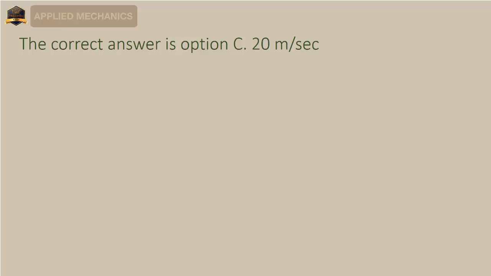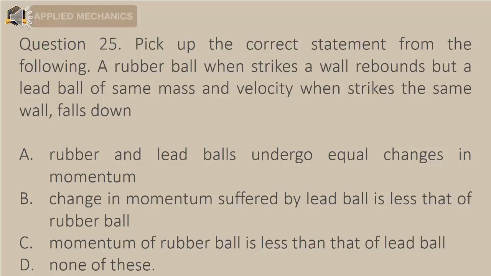Question 25. Pick up the correct statement from the following. A rubber ball when strikes a wall rebounds, but a lead ball of same mass and velocity when strikes the same wall, falls down. A. Rubber and lead balls undergo equal changes in momentum. B. Change in momentum suffered by lead ball is less than that of rubber ball. C. Momentum of rubber ball is less than that of lead ball. D. None of these. The correct answer is option D, none of these.